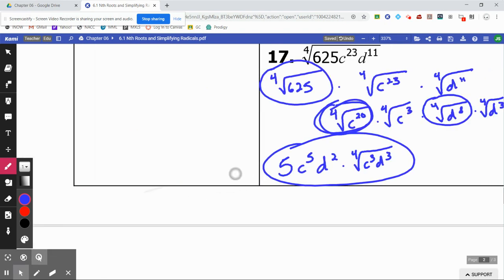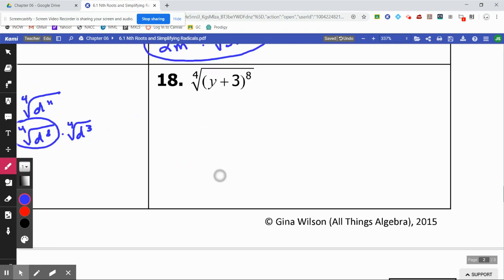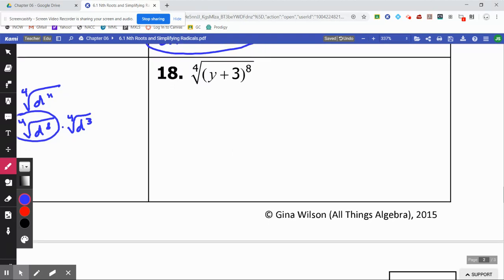And the last one. We have a fourth root of something raised to an 8th power. Now this one's unique. If you want to, this stuff raised to the 8th power, you can think of as being a different variable, smiley face to the 8th. Can I find a fourth root of something raised to the 8th power? Yes, it's that stuff raised to the 2nd power.